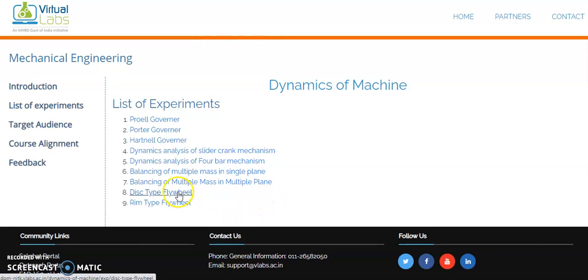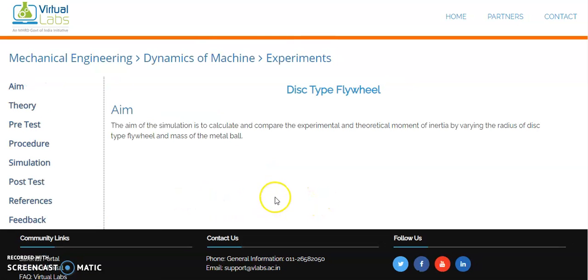In this video we are going to see the disk type flywheel experiment. Here we are going to compare the theoretical mass moment of inertia and the practical or experimental moment of inertia. We are going to compare by adding a metal ball, and we have to adjust the radius and the mass of the metal ball. Through that we have to determine the change in the actual, that is experimental, value and the theoretical value we are going to calculate.